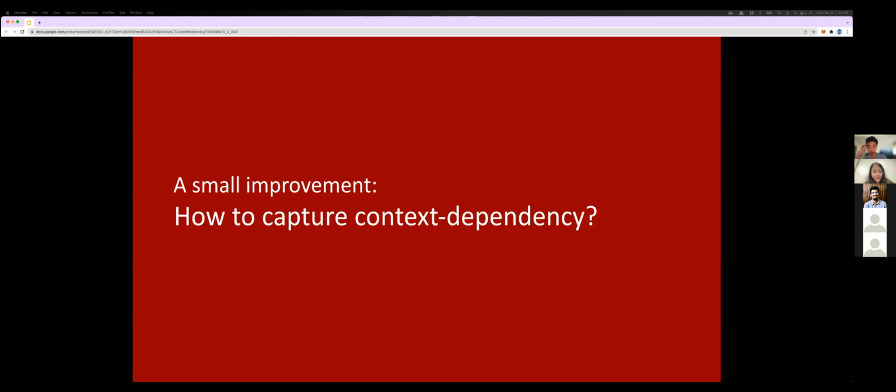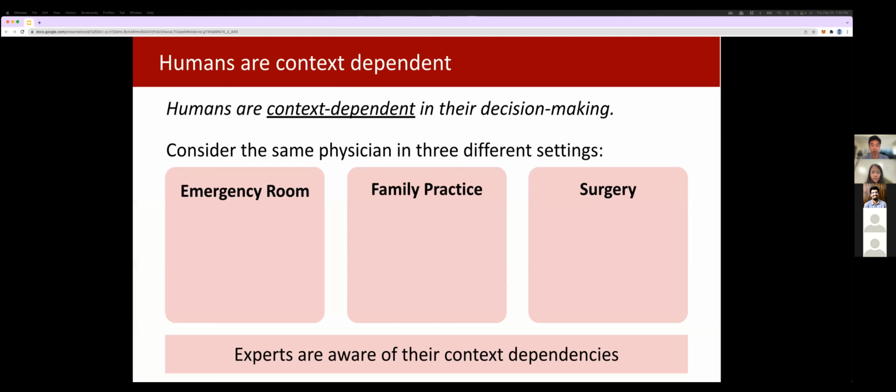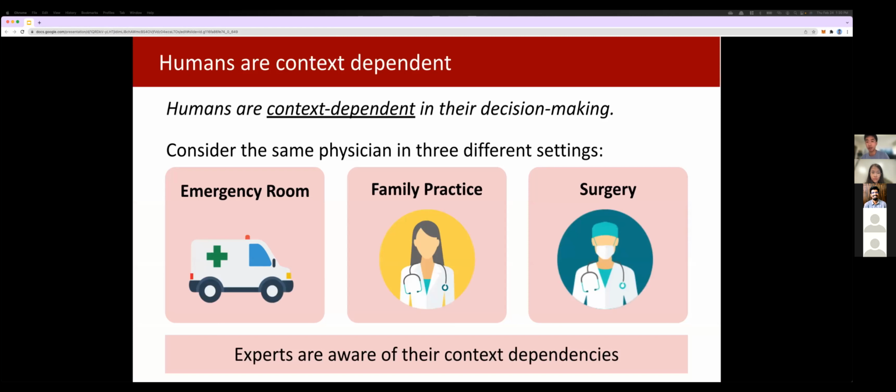Before I present results, I just wanted to go over a small improvement we made in 2019, which is to model context dependency. So the intuition here is that tree regularization is an example of global interpretability, right? I want my model to be simple as a whole, whereas Lime is an example of local interpretability. I want my model to be simple at a point.